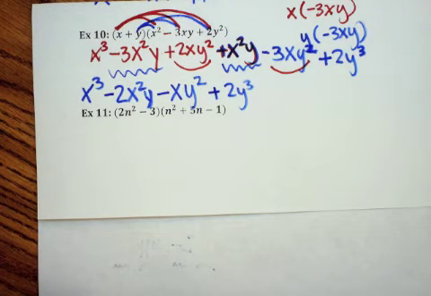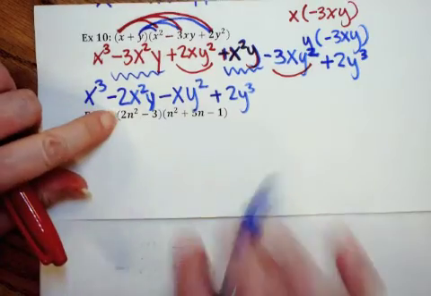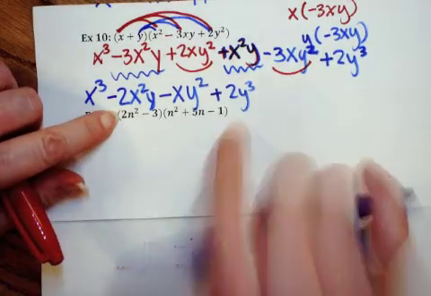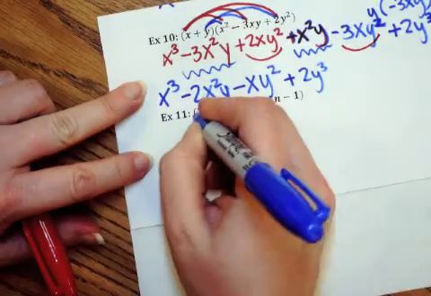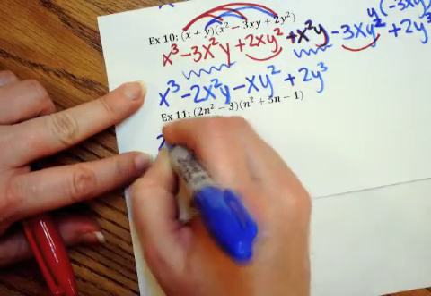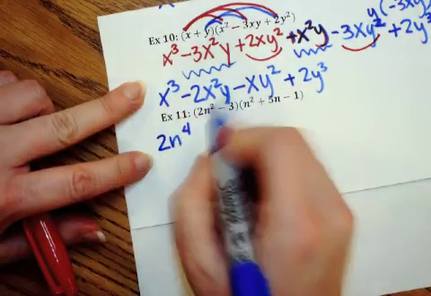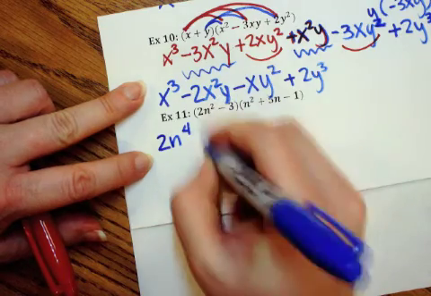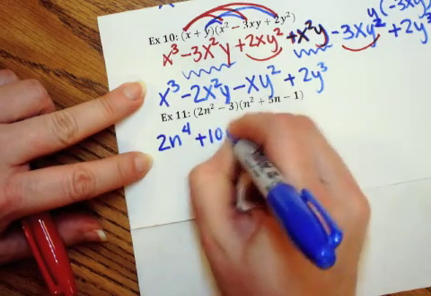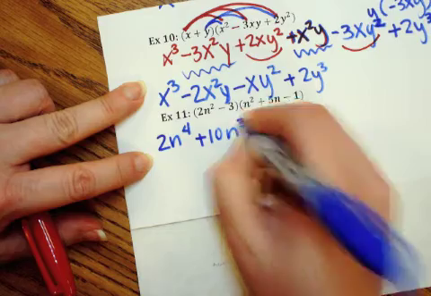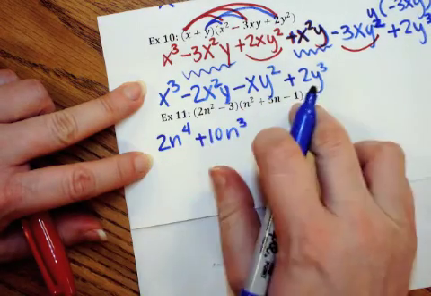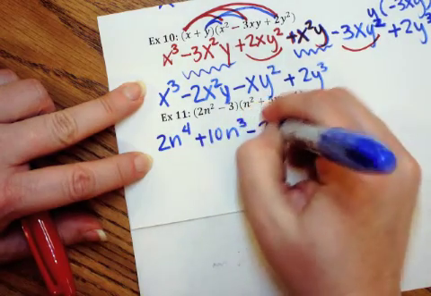Go ahead and try number 11. Pause the video and see if you can get it right. Okay, I'm going to distribute the 2n squared times all 3 of these pieces. So 2n squared times n squared is 2n to the 4th. 2n squared times 5n is going to be plus 10n to the 3rd. And 2n squared times minus 1 is minus 2n squared.